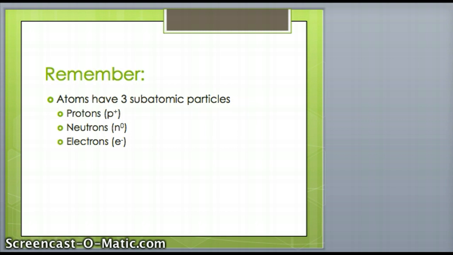All right. So remember, atoms have three subatomic particles. They have protons, which have a positive charge, neutrons, which have a neutral charge, and electrons, which have a negative charge.